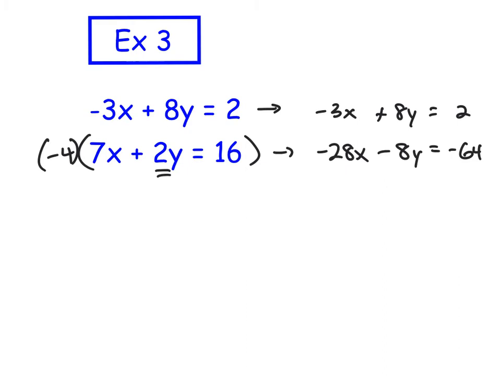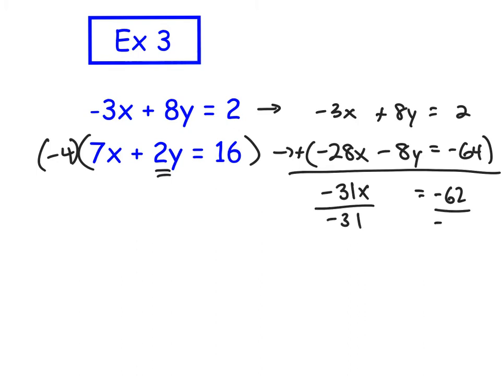And now if I add these two equations together, let's see, I get negative 3x minus 28x is negative 31x. The y's cancel out. And then 2 plus negative 64 is going to be negative 62. And then the y's are gone. Now I can solve for the x. I'm going to divide by negative 31 on both sides. And I get x equals positive 2. So I eliminated the y, and then I solved for x.